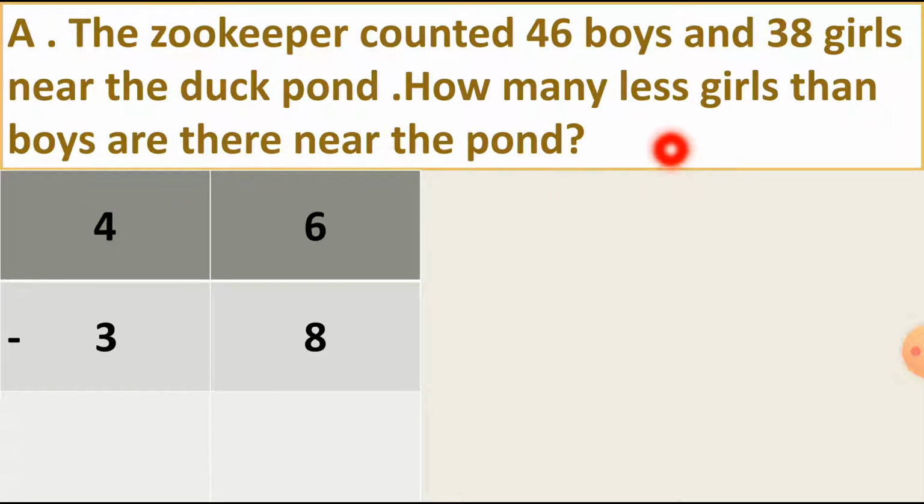So we have to find that boys are more and girls are fewer. So how many boys are more? We have to find this. So we have to write down the bigger number first, which is 46, and then the lesser number, which is 38. This is the smaller number. Now how many less? This is the key word which indicates the subtraction. Now we have to subtract this sum.